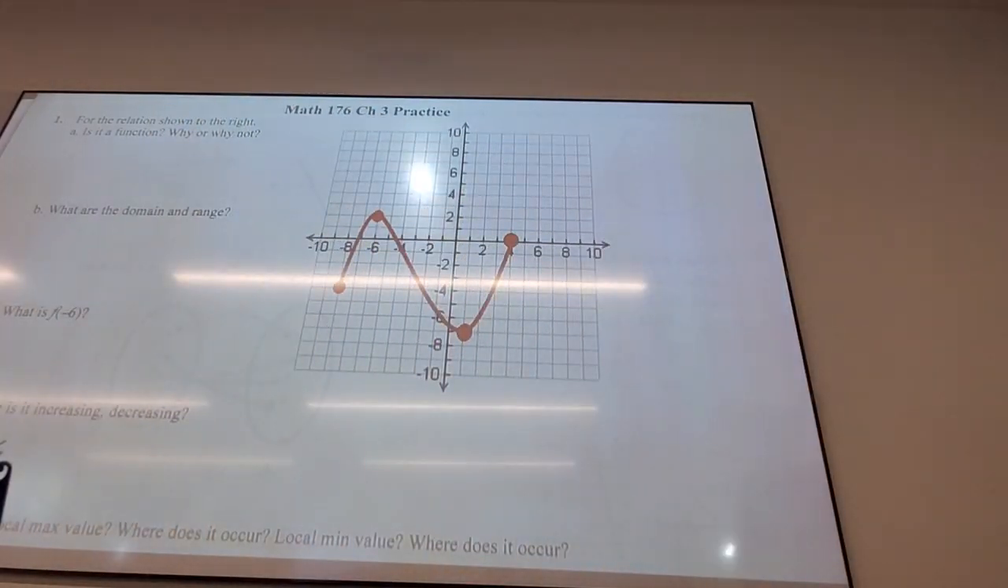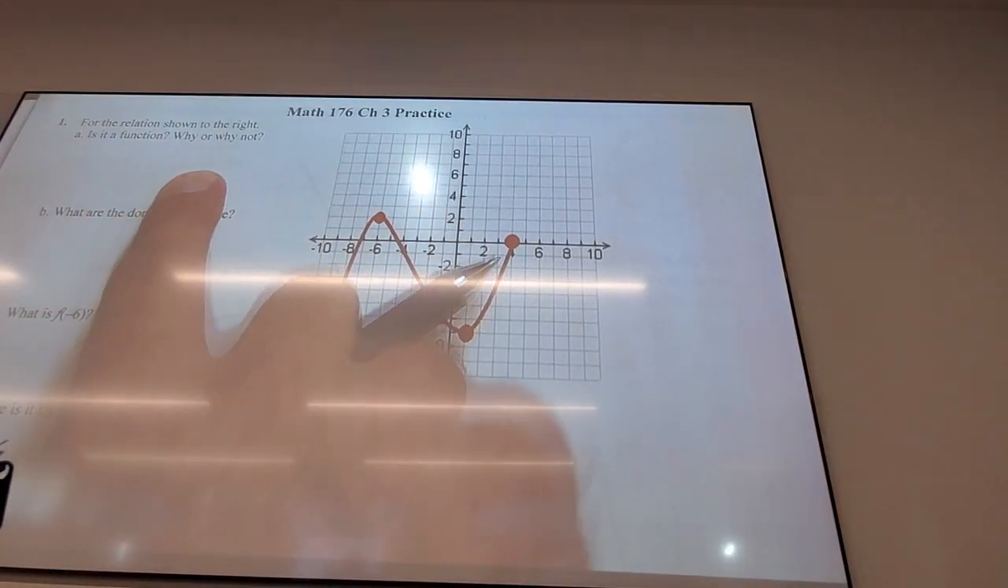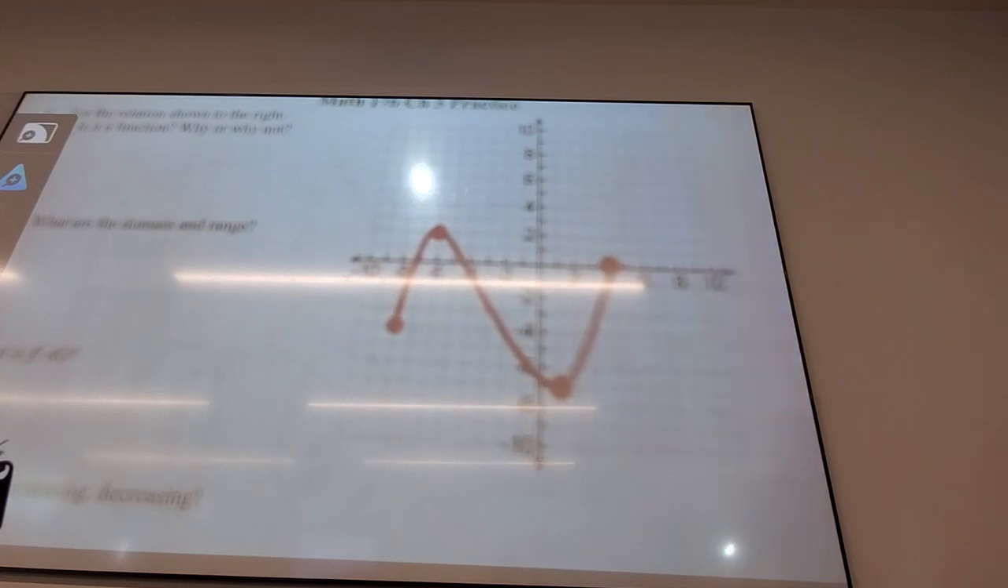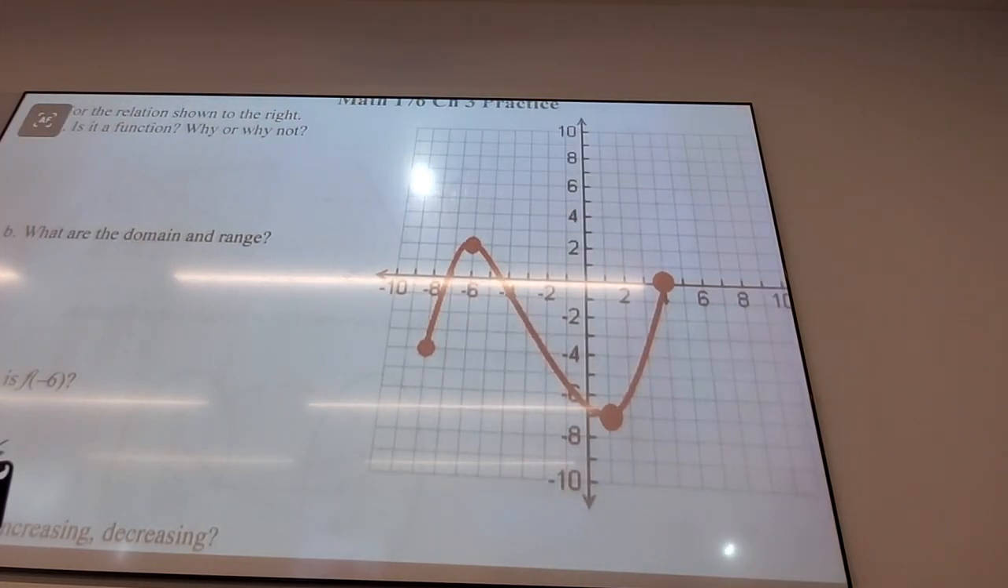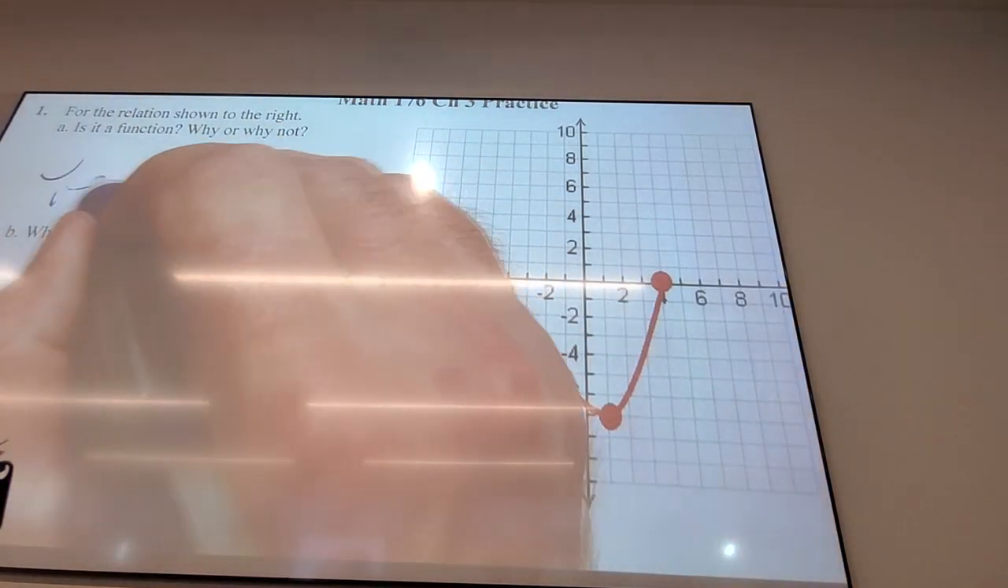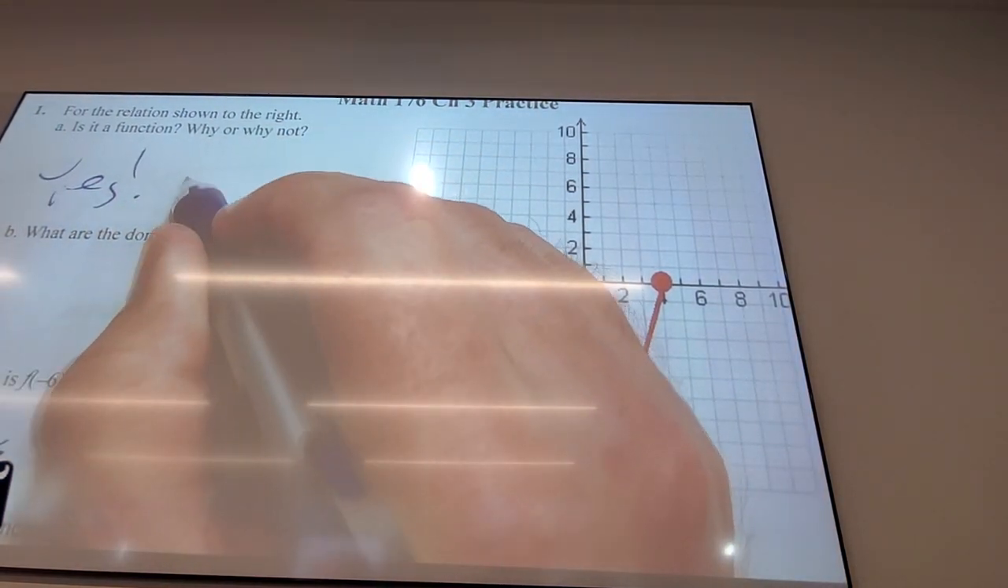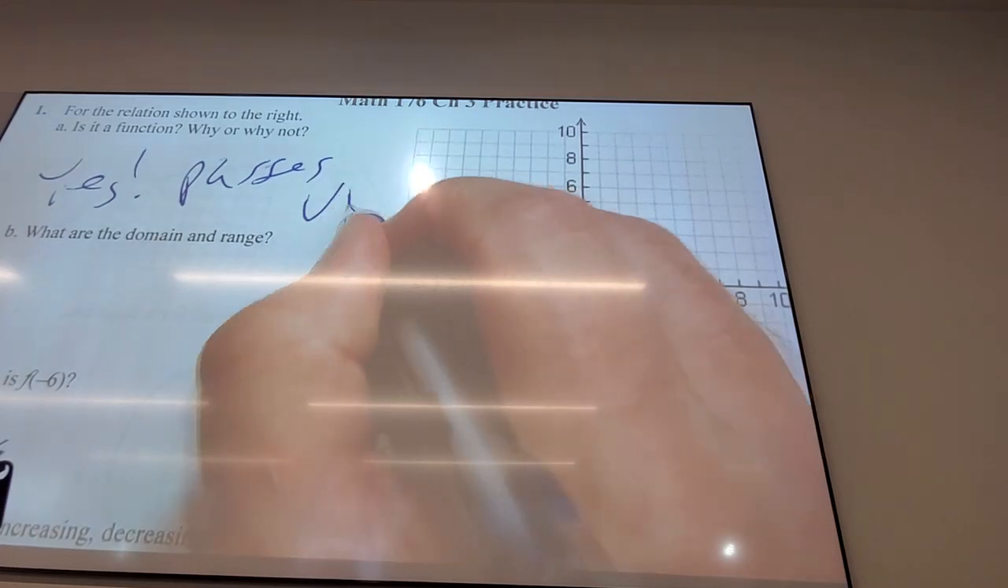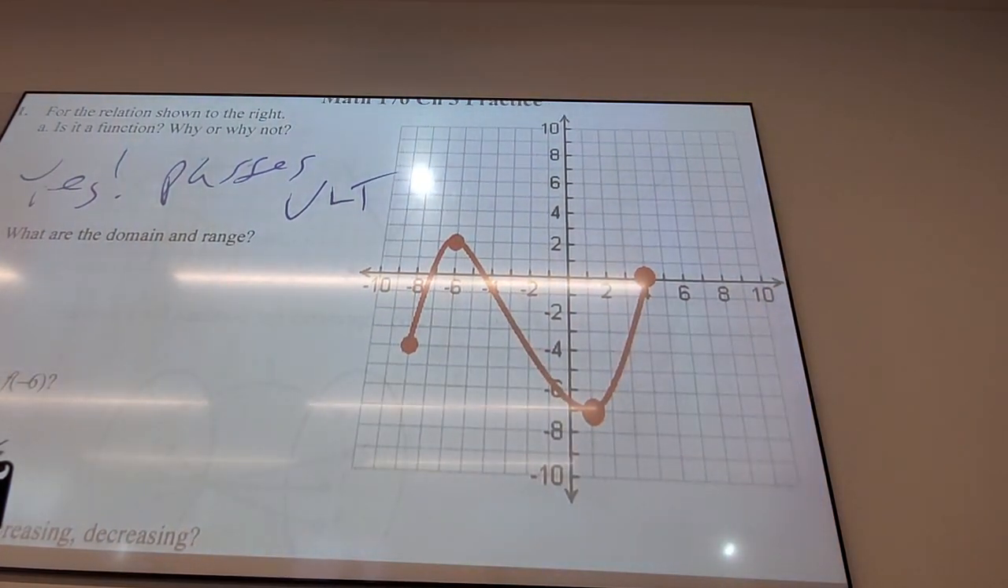Okay. What about this very first problem? How do I test this thing to see if it's a function? Vertical line test. So, is this a function? Why? Passes the vertical line test. Yeah, that's all you got to do.